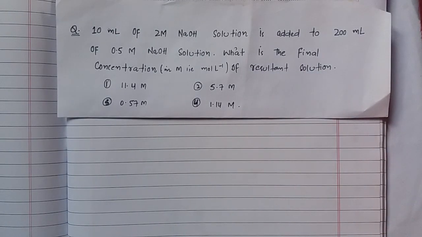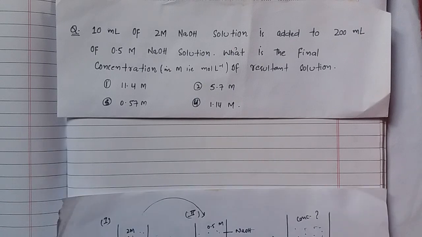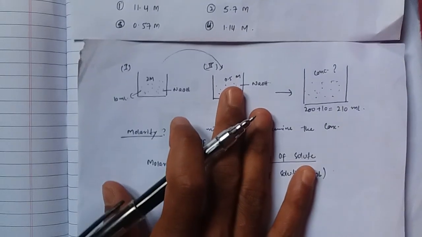The question says that we have two different solutions, and when we add these two different solutions we are getting a final solution or the resultant solution. We have to find the concentration of that resultant solution. So let us solve this question.